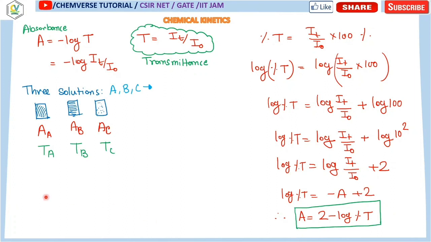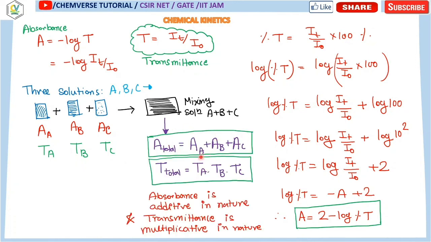Now suppose there are three solutions A, B and C having absorbances AA, AB and AC and transmittances TA, TB and TC. If you mix them, after mixing you get the total absorbance, which will be the sum of all of the absorbances. So absorbance is additive in nature, and the total transmittance is nothing but the multiplication of these three. Actually you are mixing all of them, passing the light through and checking the absorbance and transmittance, and this will be the expression. From this expression you can easily say that absorbance is additive in nature and transmittance is multiplicative in nature.